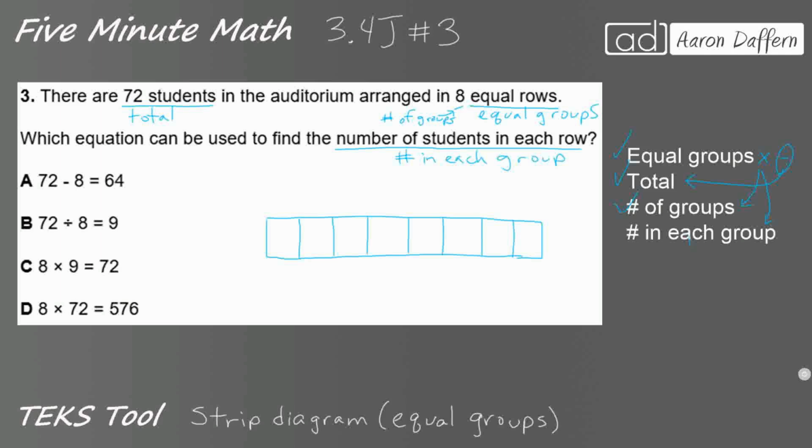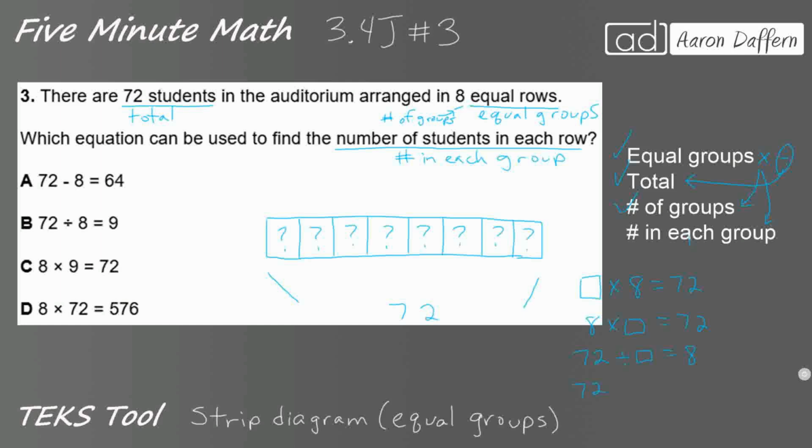I need my total. So I'm going to draw some lines down here to show that across the entire 8 groups, 72 is my total. And then I need to put some question marks here. That's the number in each group that I'm looking for. So from this, I can say unknown number times 8 equals 72. You can use the commutative property and flip that around. You can get 72 divided by your unknown number equals 8.